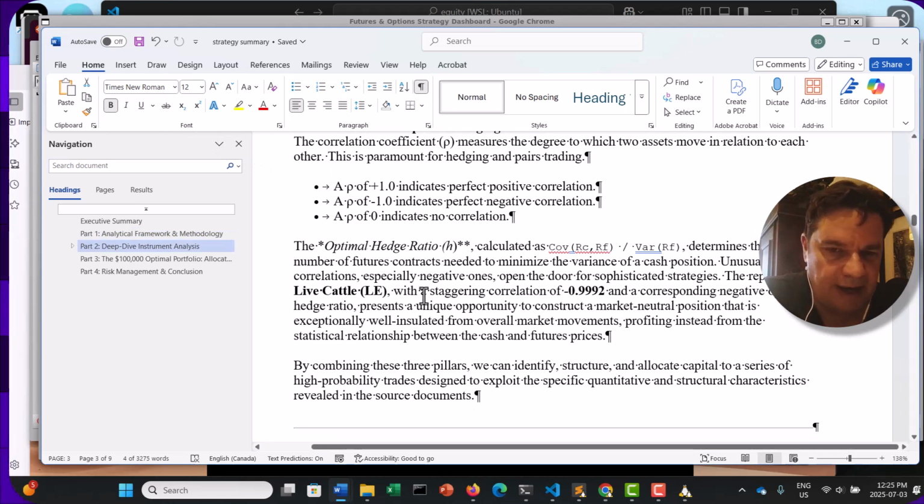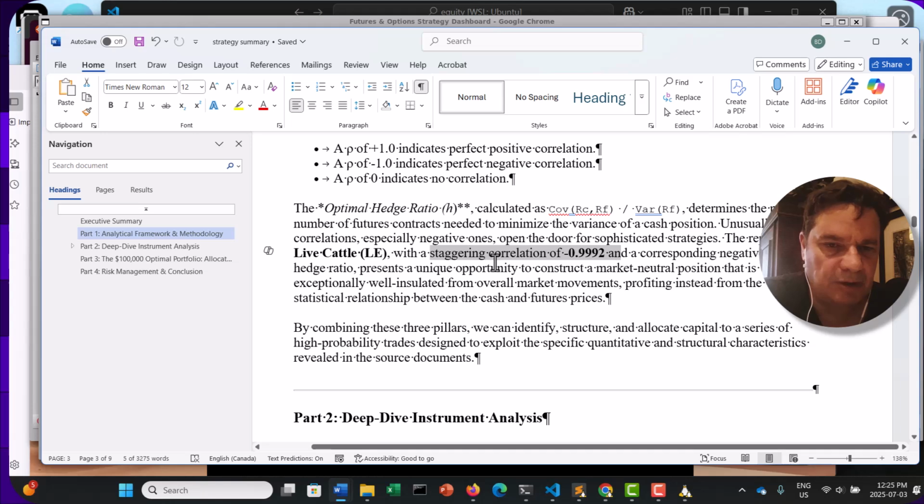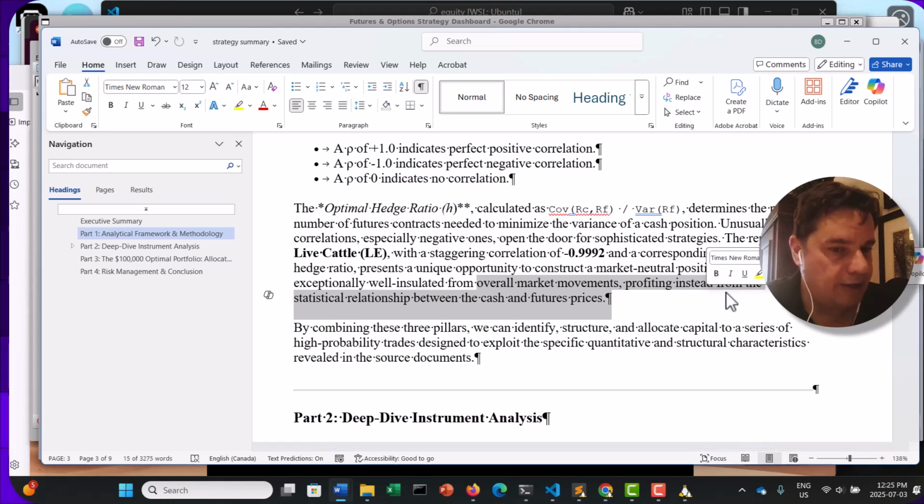The report for live cattle, as an example, has a staggering correlation and a corresponding negative optimal hedge ratio, presenting a unique opportunity to construct a market-neutral position that is exceptionally well insulated from overall market movements, profiting instead from the statistical relationship between the cash and the futures price. And again, I go over that in my futures and options course.